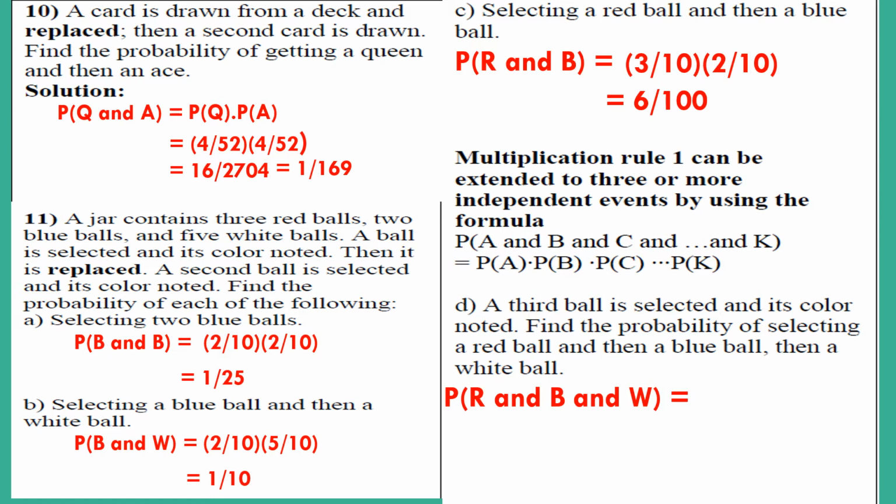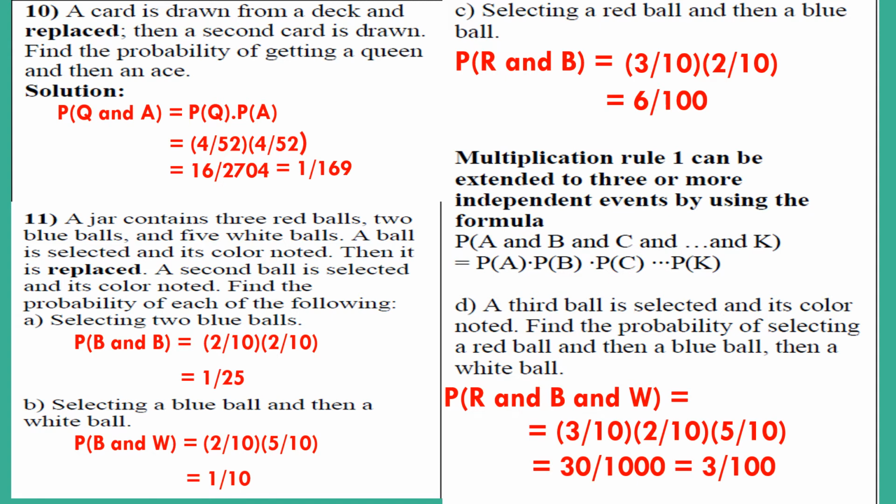A third ball is selected and its color noted. Find the probability of selecting a red ball and then a blue ball and then a white ball. Notice that after you draw any of these balls, it is replaced back into the jar. So this is an example of an independent event. Probability of red and blue and white equals the product of these 3 probabilities, which is 3 over 10 times 2 over 10 times 5 over 10 equals 30 over 1,000 or 3 over 100.